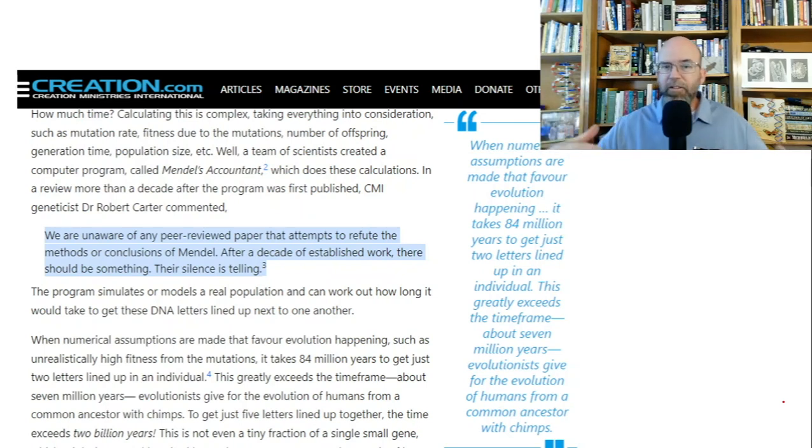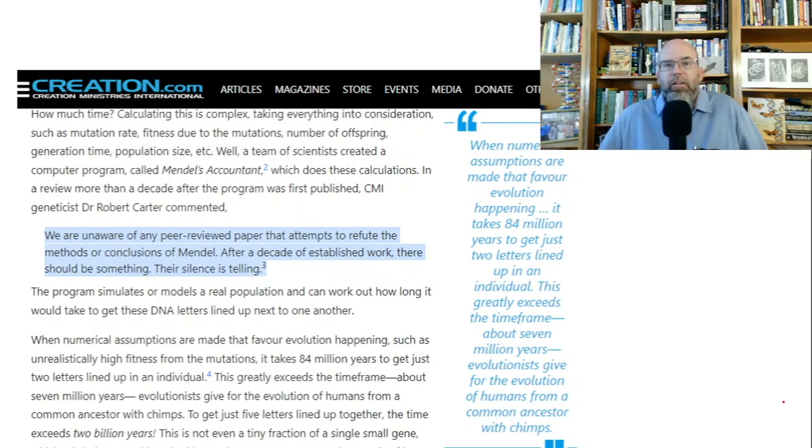So he's saying, look, this program can simulate real populations projecting out in the future and see how long it's going to take to change the DNA. When numerical assumptions are made that favor evolution happening, such as unrealistically high fitness for the mutations, he's saying we're going to give the evolutionists the benefit of the doubt. We're going to give them the best parameters possible. It takes 84 million years just to get two letters lined up in an individual, just to get two individual mutations, which happen randomly and separately, to occur at the right time in the right place. Hence the waiting time problem: we're going to have to wait 84 million years for that to happen.